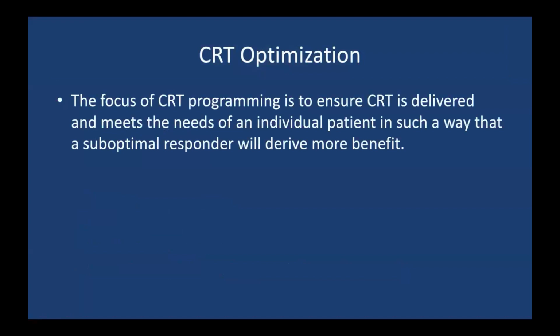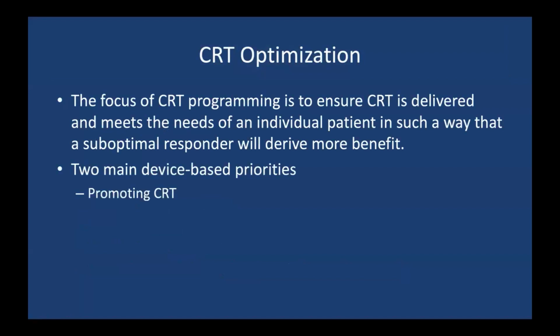So to think about the programming, the focus of CRT programming is to ensure that CRT is delivered and meets the needs of an individual patient in such a way that a patient who might not be responding will derive more benefit. And there are two main priorities that I'd like to emphasize. The first one is to ensure that you are actually getting cardiac resynchronization. In other words, that you're capturing both ventricles at their appropriate timing. And the second thing is to optimize the timing between the atrioventricular delay timings and the ventricular to ventricular timings. And this will be something relatively new to those of you who haven't come across this and are focused on single and dual chamber pacing.